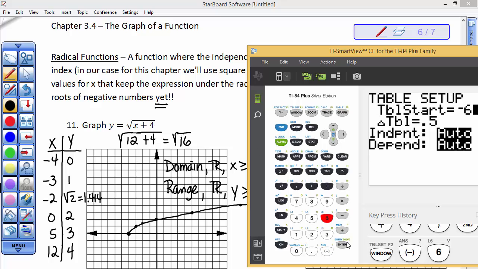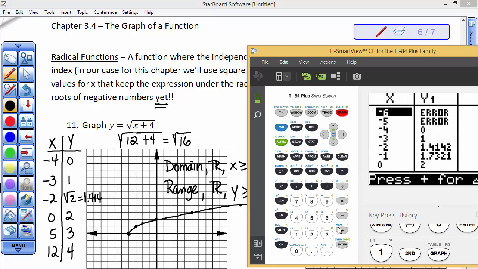And then I'm going to go to the second graph. And I just want you to see these errors that occurred. When I tried to use a negative 6 and a negative 5 in this equation, they just didn't work. But negative 4, no problem. Negative 3, no problem. 0, and I could go on down.